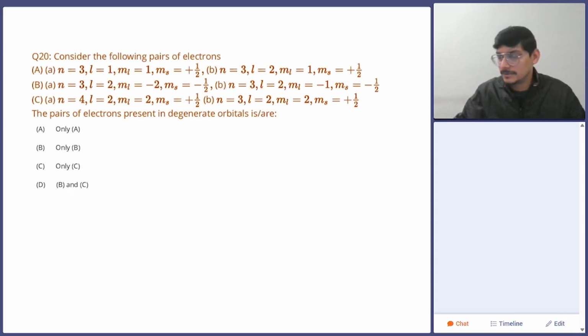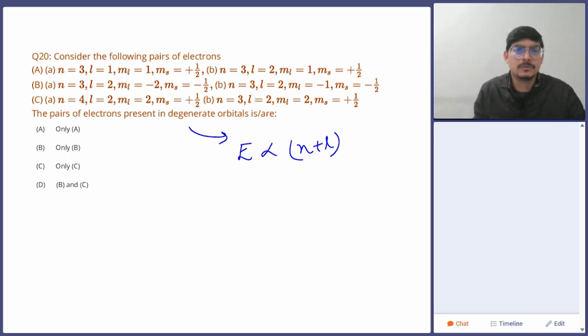Moving to the next question, consider the following pairs of electrons. Which pair is present in degenerate orbitals having the same energy? Please remember that while filling electrons into orbitals, the rule is n plus l. If the n plus l value is the same, then the energy is the same. So here 3 plus 1, 4, and here 3 plus 2, 5. So they are definitely not degenerate. If 3 plus 2, 5, and then 3 plus 2, 5, they have the same value of n, the same value of l.